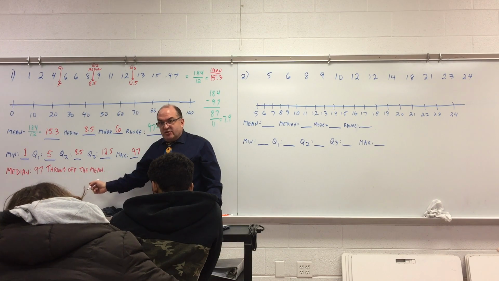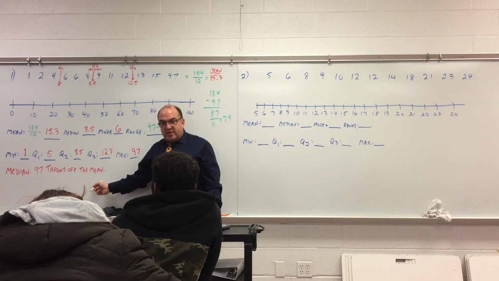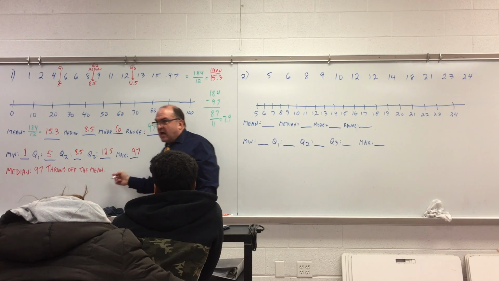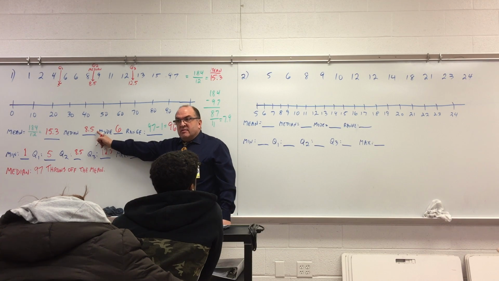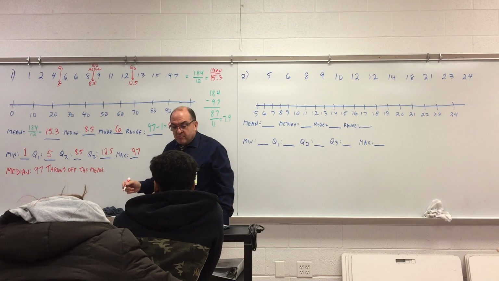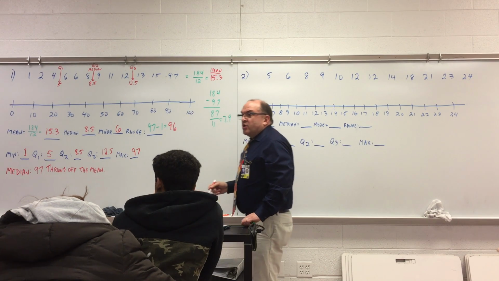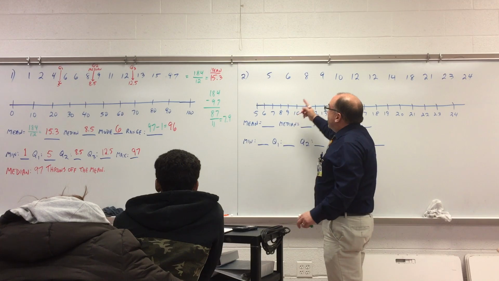Does that make sense? Do you see what I need to know if you understand what I'm talking about? 97 throws off the mean. That's why we use the median here. Okay? Look at number 2, please. Can we do the same thing?